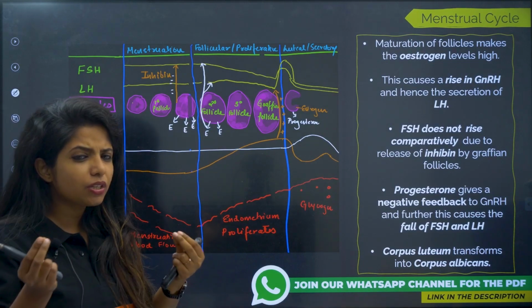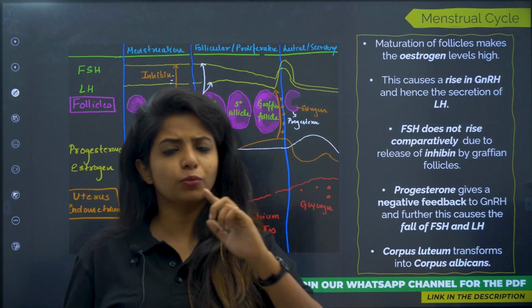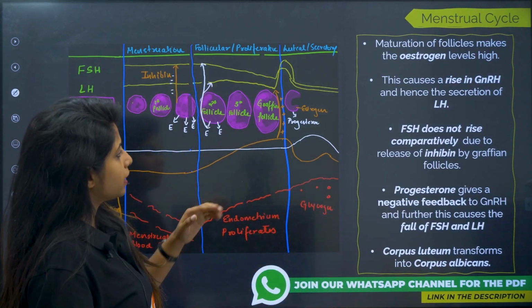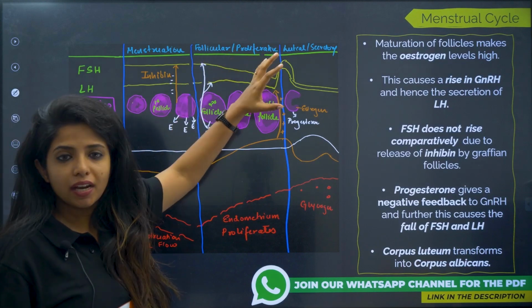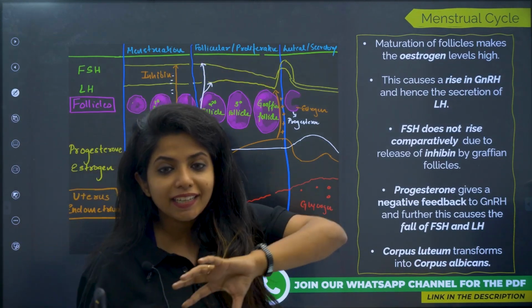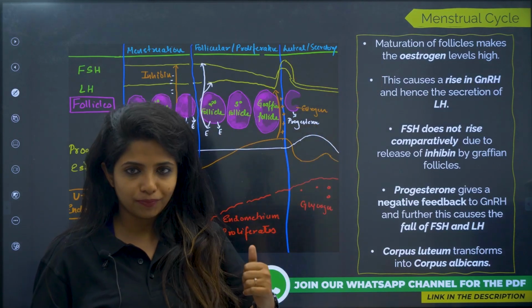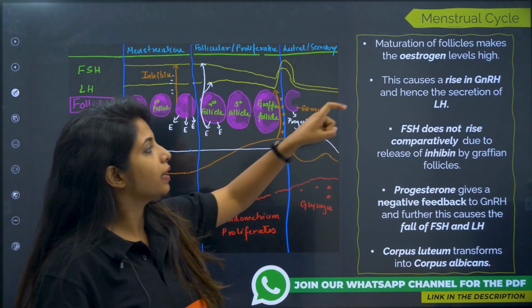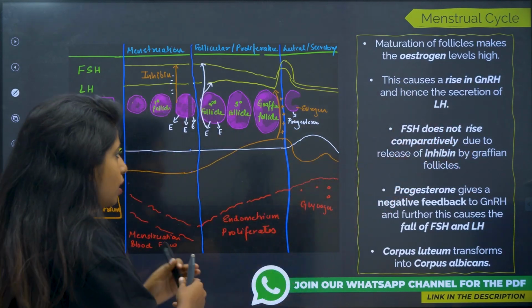Now, a little bit of detailing is needed here, because I thought that while solving other questions, you might get confused. So basically, when the estrogen level is high, it goes and tells the GnRH, that is gonadotropin releasing hormone, which is released by the hypothalamus. It gives a positive feedback to GnRH that please release more of it. This happens, and which is why the amount of LH also increases.